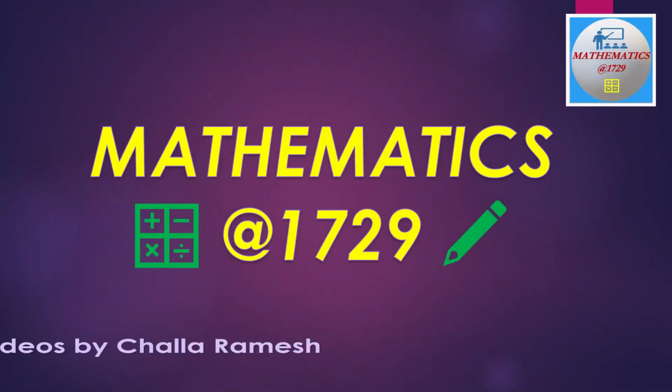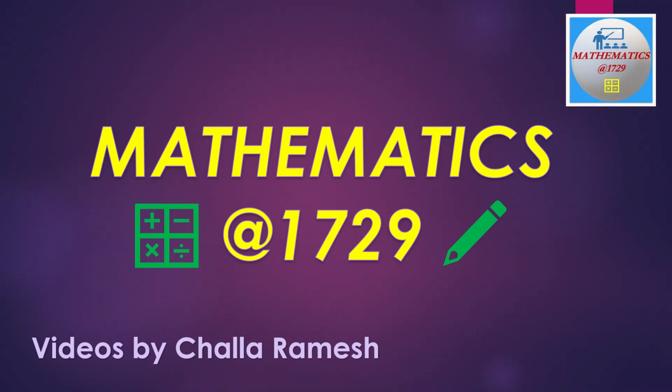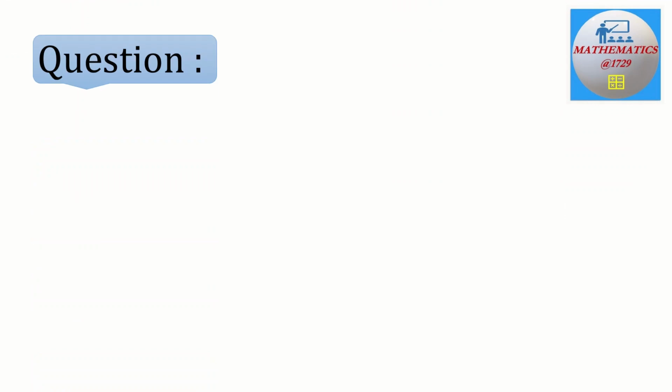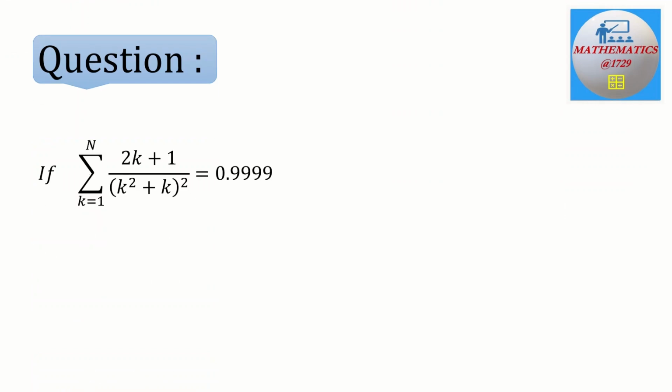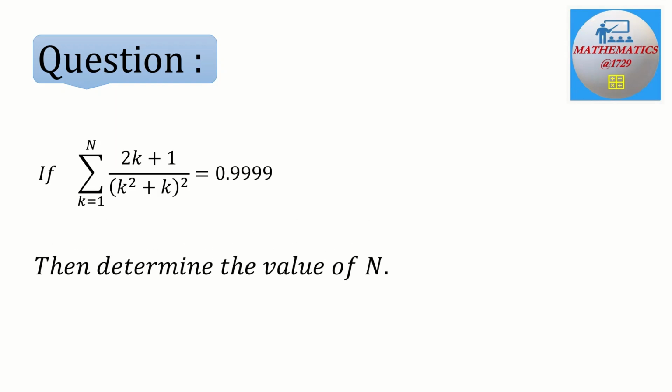This is Challa Ramesh. In this video, I want to explain one pre-regional mathematics Olympiad question. The question is, if sigma k equals 1 to n of (2k+1)/(k²(k+1)²) is equal to 0.9999, then determine the value of n. Now we will see the detailed solution for this question.